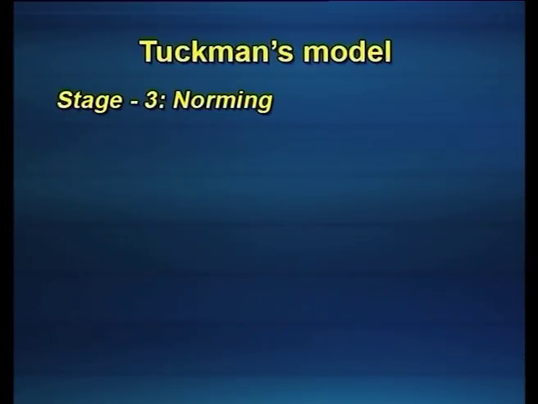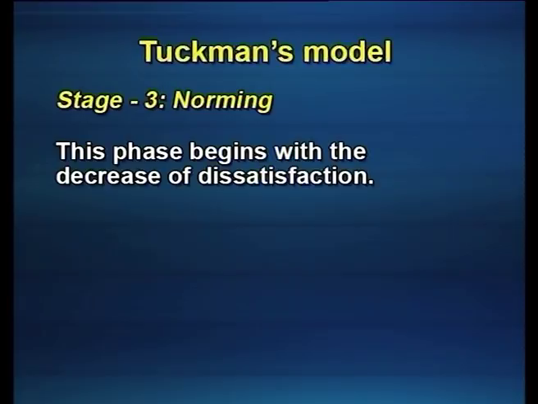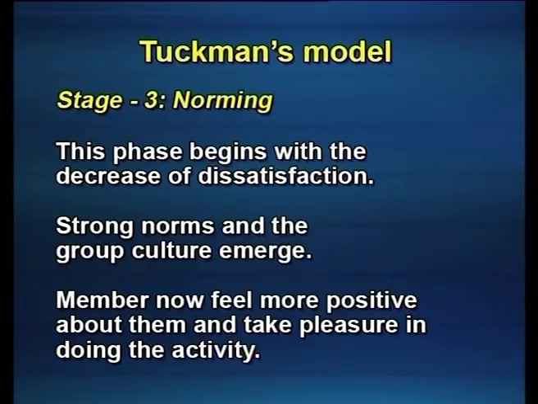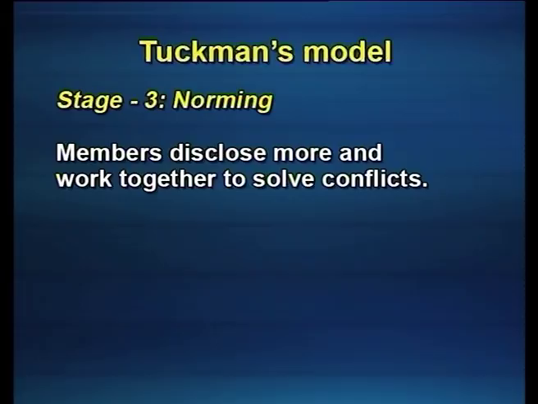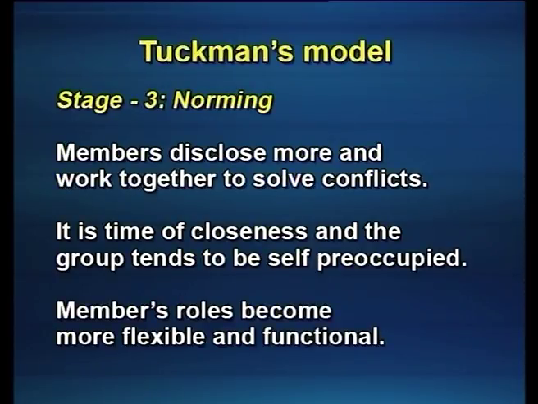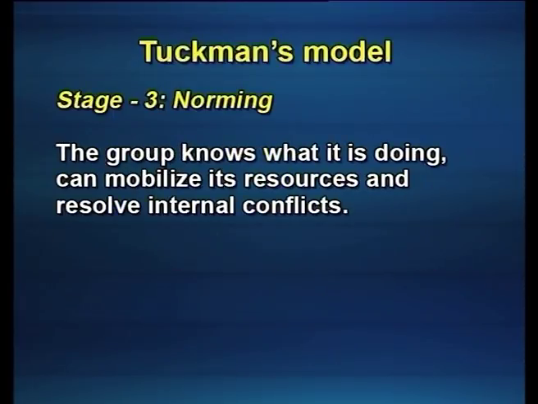Stage 3: norming. This phase begins with a decrease of dissatisfaction, and strong norms and the group culture emerge. Members now feel more positive about themselves and take pleasure in doing the activity. Members disclose more and work together to solve conflicts. It is a time of closeness and the group tends to be self-preoccupied. Members' roles become more flexible and functional. The group knows what it is doing, can mobilize its resources and resolve internal conflicts.